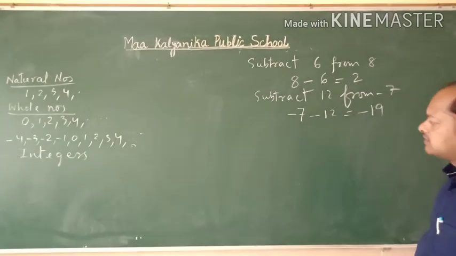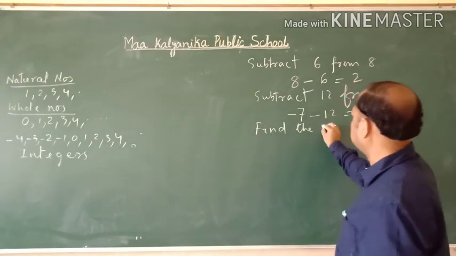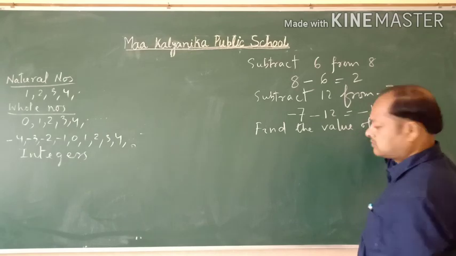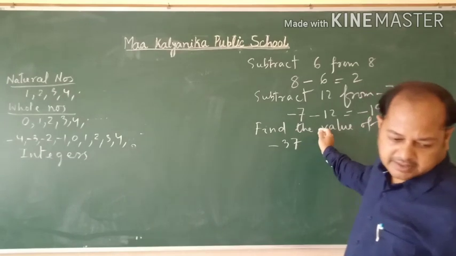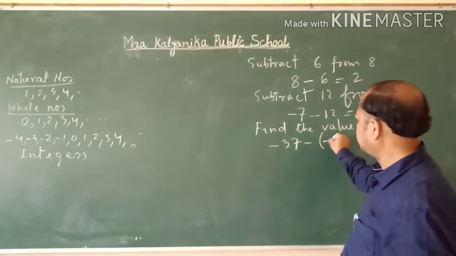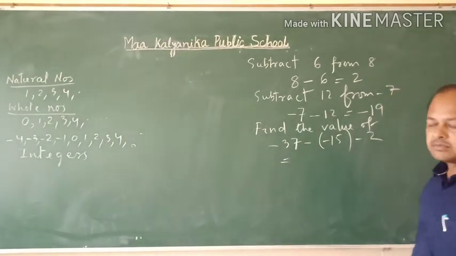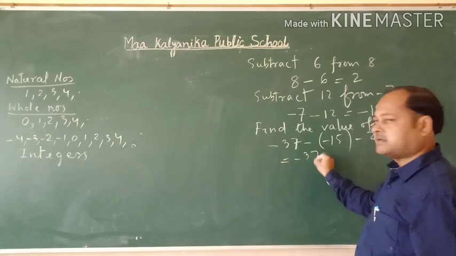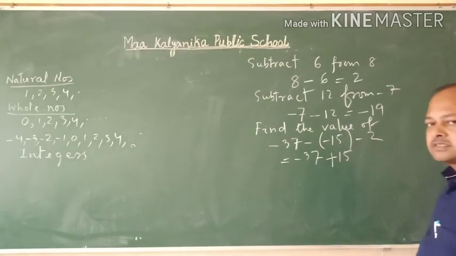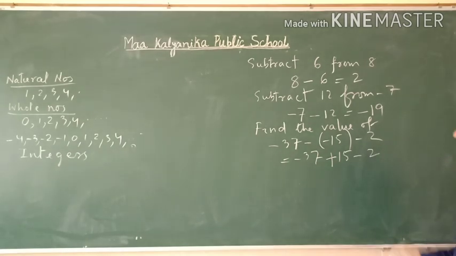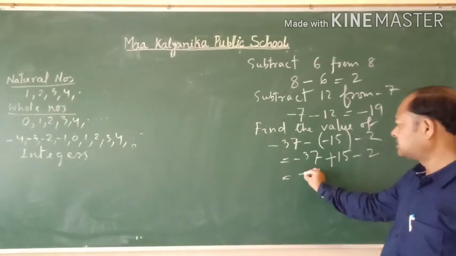Next question, find the value of minus 37 minus of minus 15 and minus 2. How to solve this problem? Here we write minus 37, then minus of minus will be plus, so it becomes plus 15, then minus 2 here. Now you see both numbers are minus, so make a group.